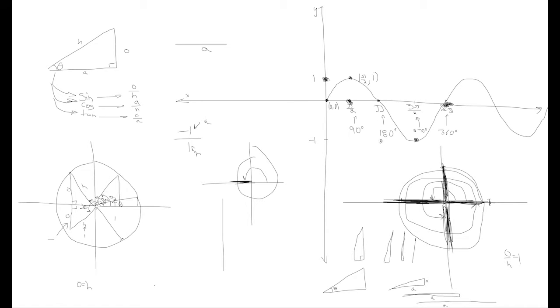Hopefully this isn't getting too messy. 3 pi halves is going to be another vertical line, so it's going to be 0. Okay. 360 degrees, we're back where we started, so we're going to be back at 1. Okay. And then we'll just continue like that. It will look like this.